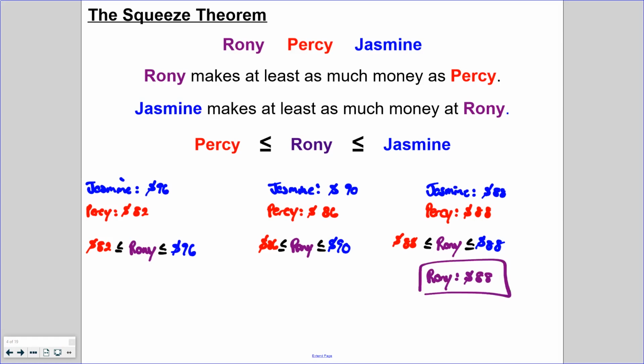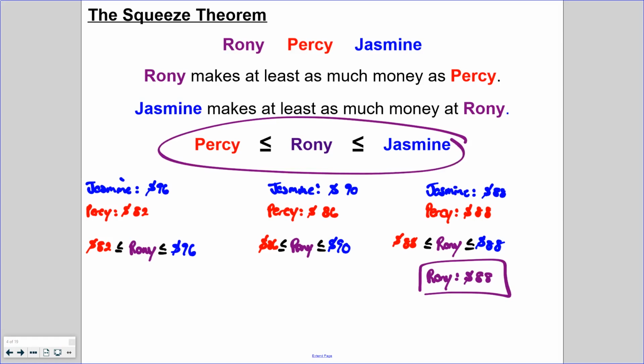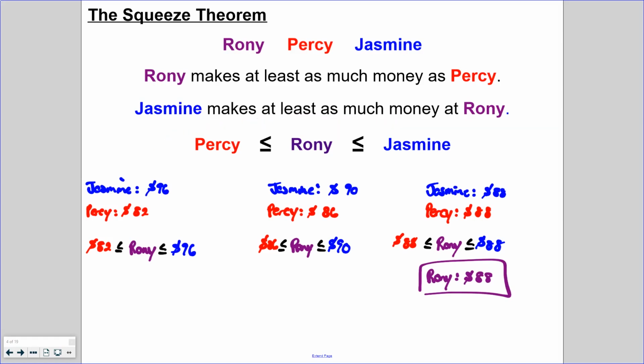And again, we were able to do this by starting out with our compound inequality, and looking at different situations. In our first situation, we had a range of $14 that Ronnie could make. In our second situation, we were able to squeeze that range down a little bit, from $14 to $4. And then finally, we squeezed a little more until the range of the inequality was 0, meaning the lower bound is the same as the upper bound. This is the process in math known as squeezing.